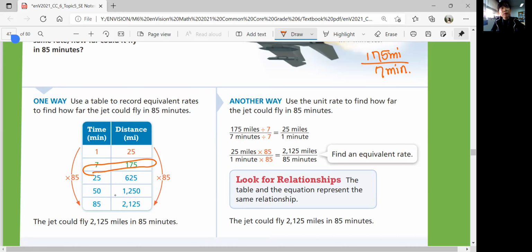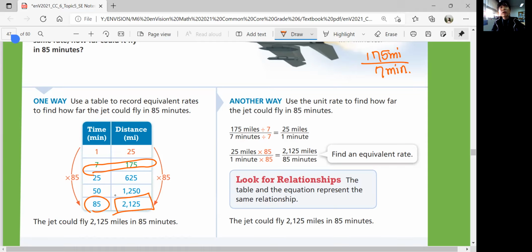That is a unit rate, unit speed, right? 25 miles in 1 minute. And then you can multiply that by 85 to get 85 minutes. And this is your answer, 2,125 miles.